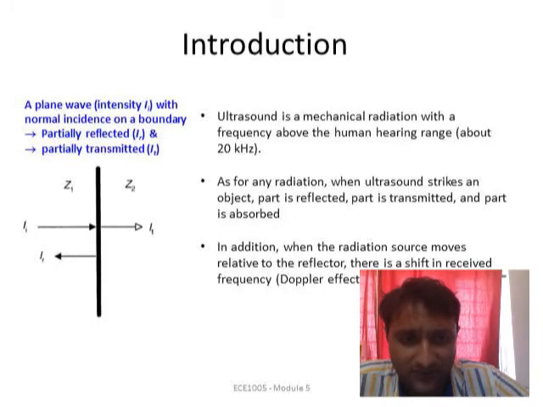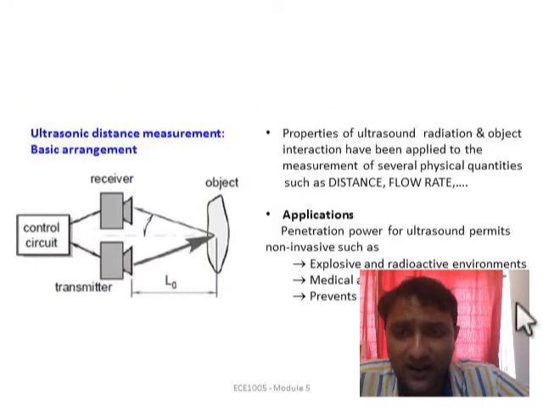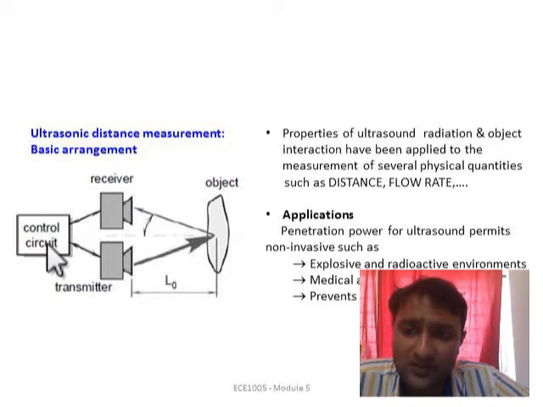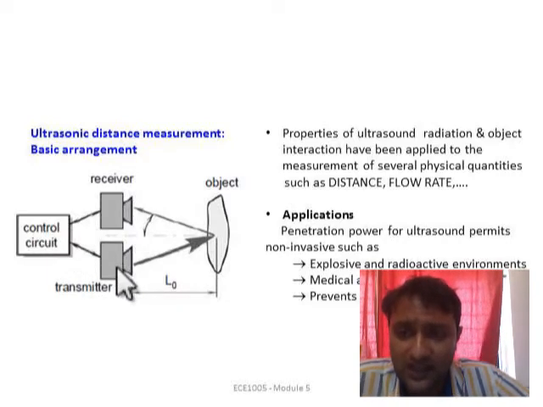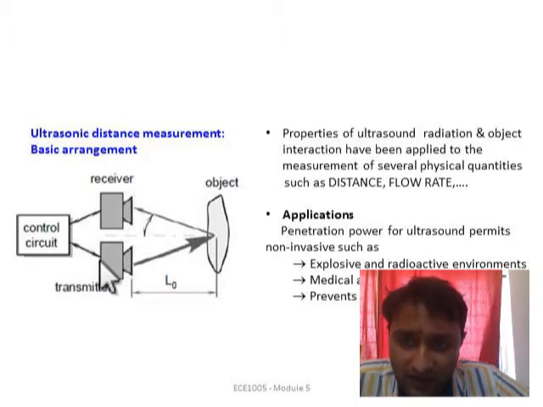My second slide will take you to the basic arrangement of ultrasonic transducer measurement used for distance measurement. This will basically give you an idea of how an ultrasonic transducer operates. A control circuit is a timing circuitry which will say when to transmit an ultrasonic pulse and when to receive a pulse. The transmitter here is a piezoelectric transducer which, when given an electrical impulse by the control circuit, generates a mechanical vibration in the media.